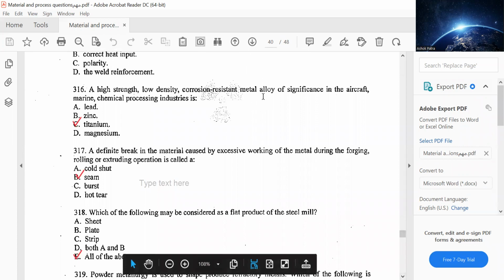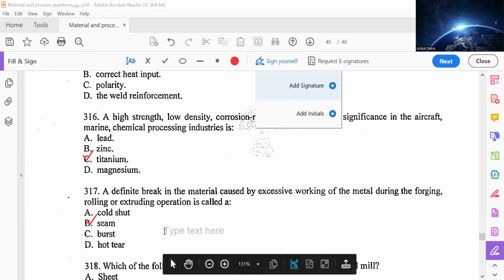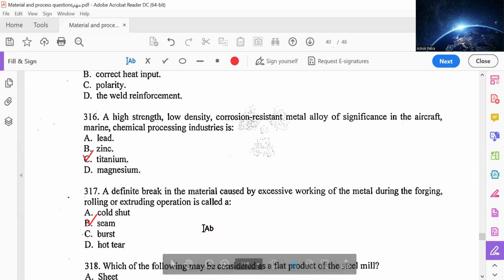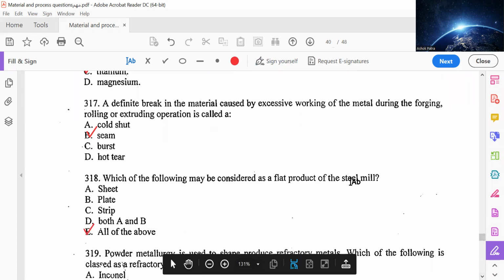A high strength, low density, corrosion resistant metal alloy of significance in the aircraft, marine, and chemical processing industries is titanium. A definite break in the material caused by excessive working of the metal during the forging, rolling, and extrusion operation is called a seam. Which of the following may be considered a flat product of the steel mill? Sheet, plate, strip, all.